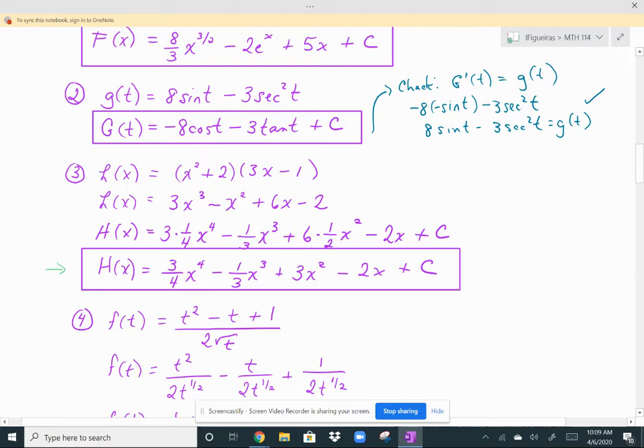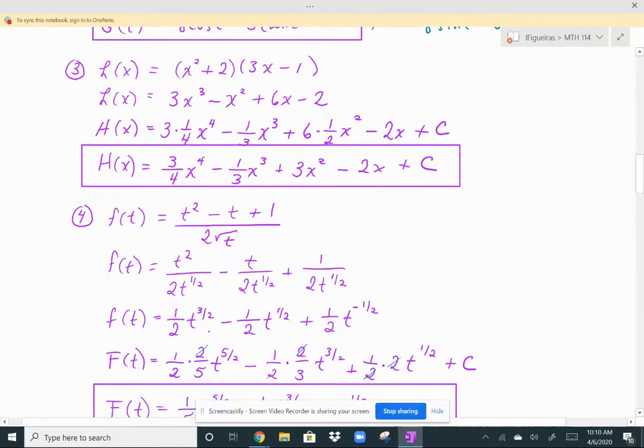So if you were to check this, if you took H prime, capital H prime, to see if it equals the original function, well, it wouldn't exactly equal what we started with. If you were to check it, it would equal the expanded form. All right, so let's move on to a quotient.